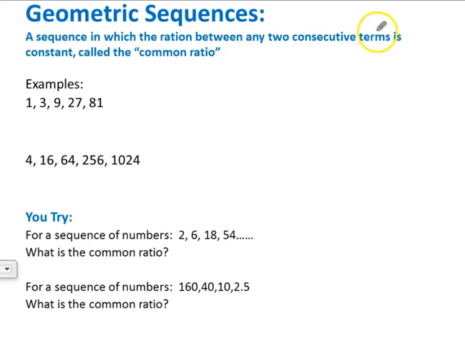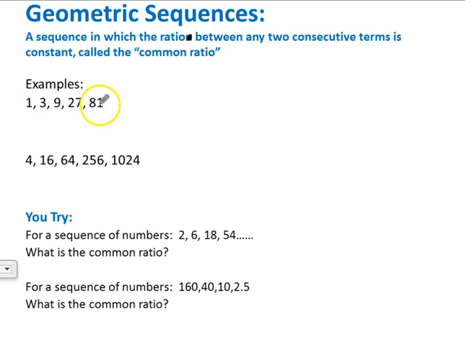All right, so let's jump in with geometric sequences. So again, remember, arithmetic sequences were when we had a sequence where each term was increased or decreased by adding or subtracting the same amount each time. Where now a geometric sequence is a sequence in which the ratio between any two consecutive terms is constant, called the common ratio. So now instead of adding or subtracting, we're going to find that there's a ratio. And remember, ratios are when you're comparing two numbers and it looks like a fraction.